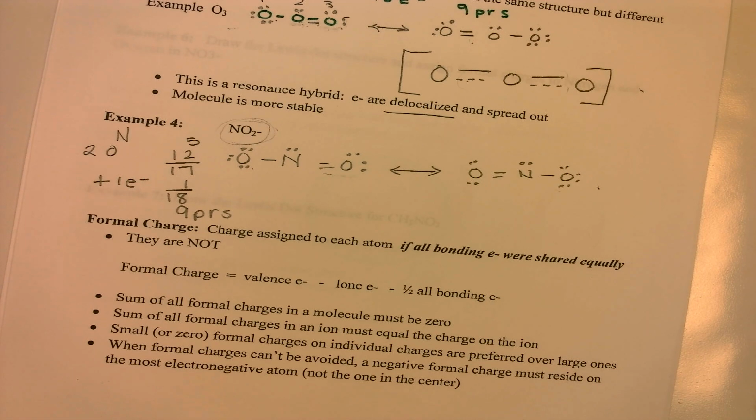So now, let's talk about formal charges. Charges are assigned to each atom as if all the bonding electrons were shared equally, but they're not all shared equally. And so we have this thing called formal charge.